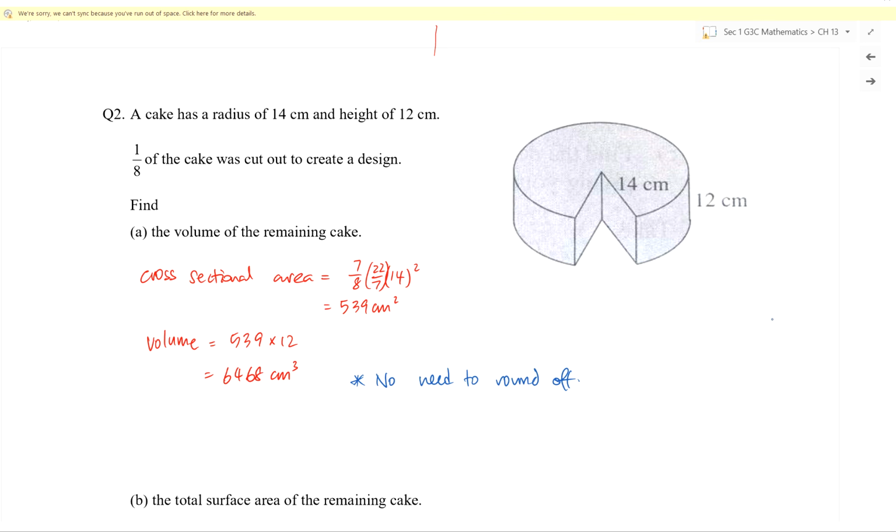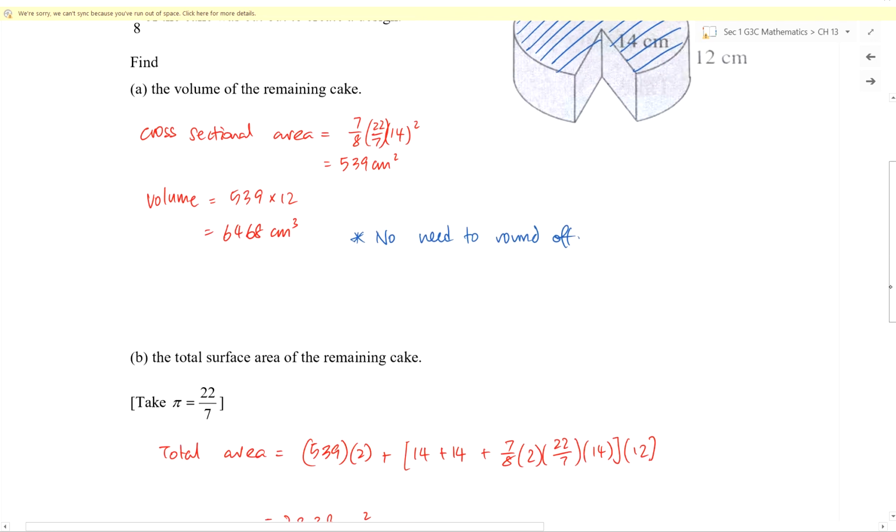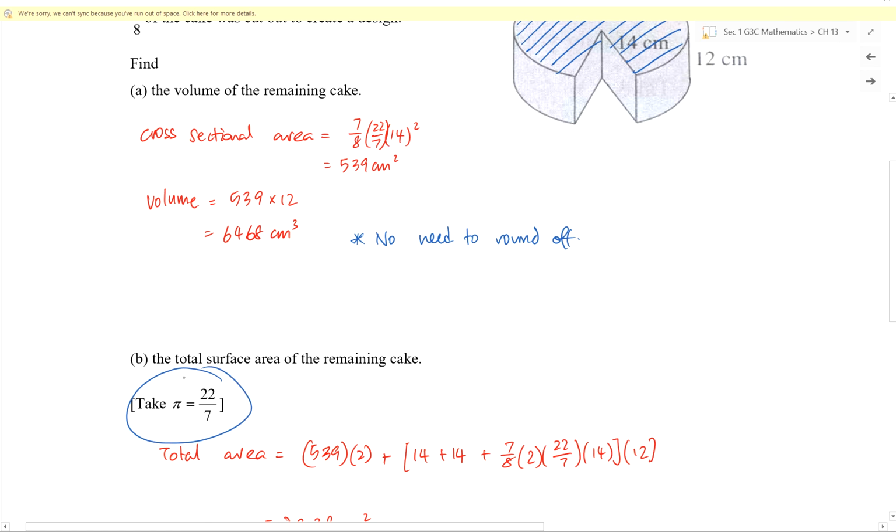If I were to share this piece of cake with 1,000 people, everybody must get the same shape, same size. Then they will get this Pac-Man shape. And this is our cross-sectional area. So cross-sectional area, 7 out of 8 of a full circle. In this case, the value of pi, they want us to use 22/7.